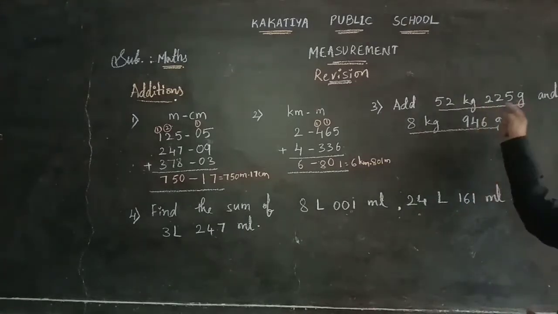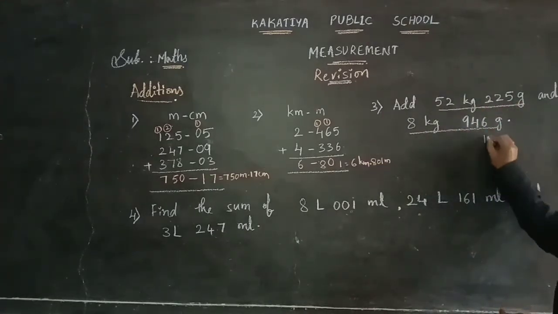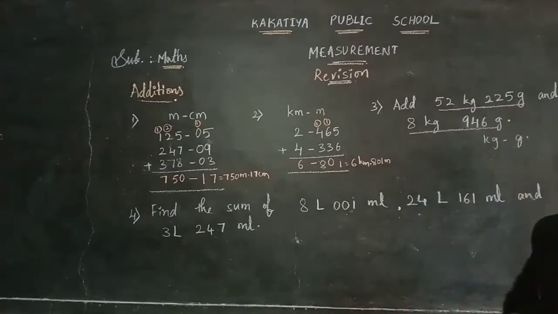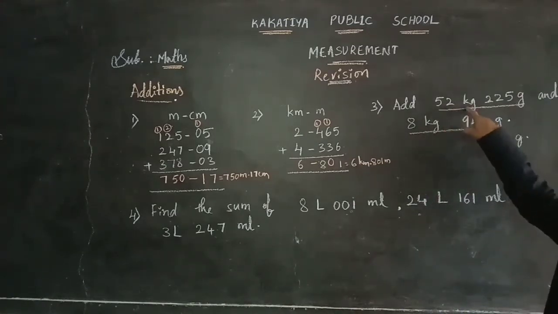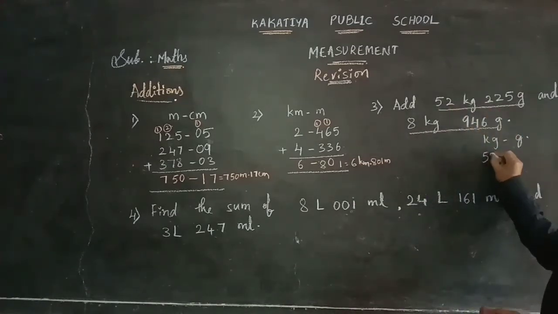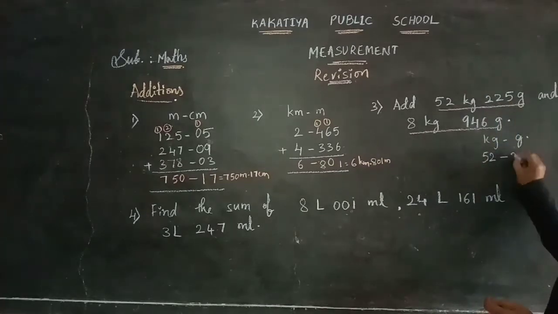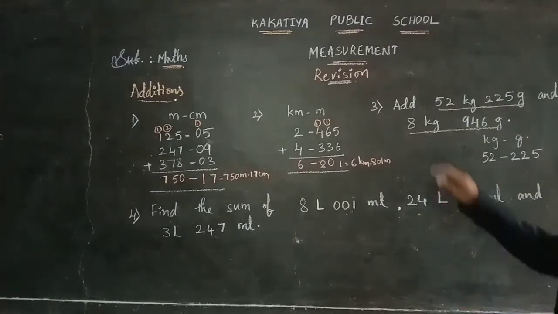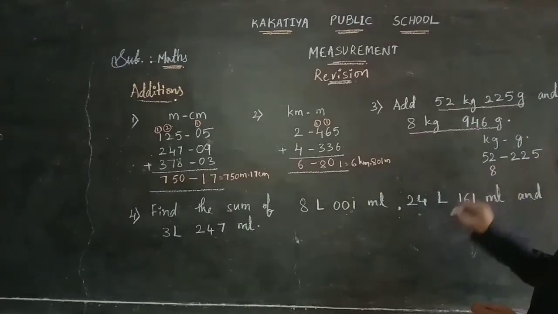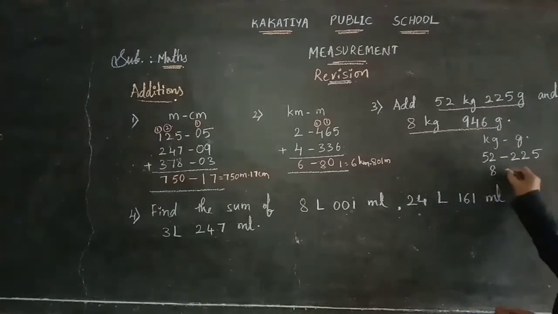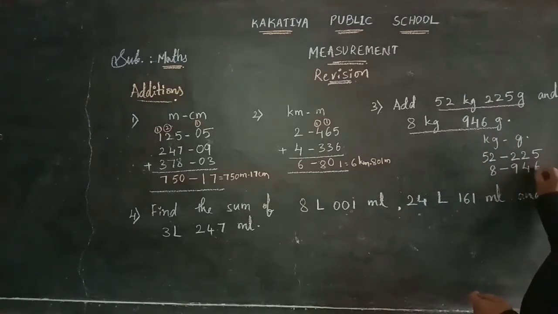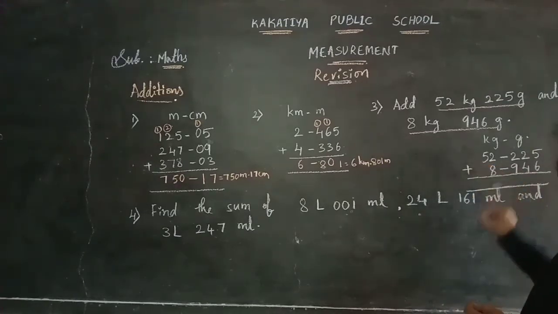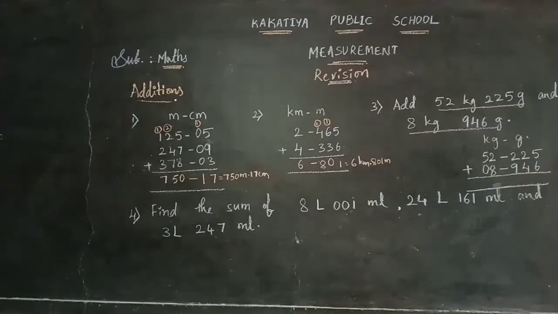Okay, and what are the common measures? Kgs and grams. Let's take the kgs and grams up. Okay, now let's arrange the numbers in columns. The first number is 52 kgs, means 52 in the kgs column, and 225 grams. Now next, 8 kgs, 8 in kgs and 946 grams. Come on, let's add here.